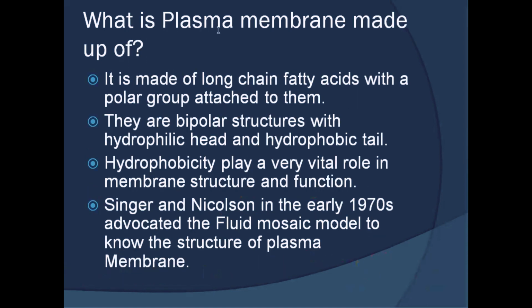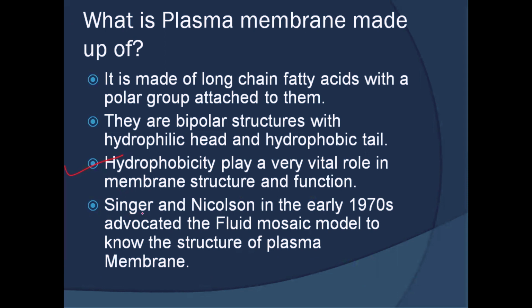What is the plasma membrane made up of? The plasma membrane is made up of long chains of fatty acids with polar groups attached to them. It is a bipolar structure with a hydrophilic head and hydrophobic tails. I'll be explaining each and every point in detail. Always remember that hydrophobicity plays a very important role in the structure and function of the cell.